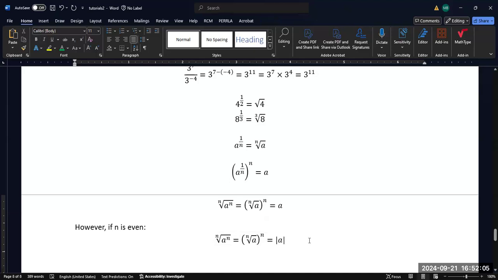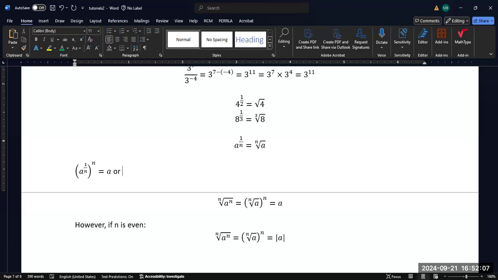Now, this can be a little bit tricky. And the reason that this happens is because when you take a negative number and you raise it to an even power, you get a positive number. And then when you take the root of it, the principal root is the positive root. And so if a was originally positive, then you'll get a back. But if a was originally negative, if the power is even, you'll only get the absolute value back. You won't get the original negative sign back.